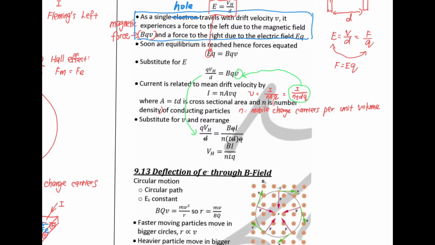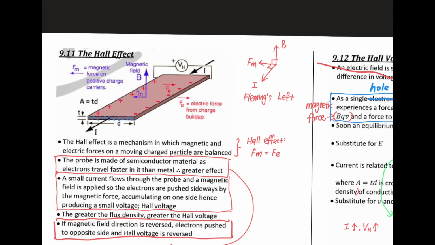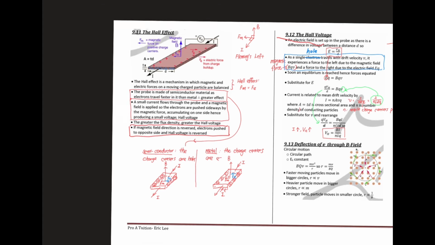Okay, so this is the formula then. This is the formula for Hall voltage. Now that you know the formula for Hall voltage, we need to know some relationships here. The first thing, if the I is bigger, the Hall voltage should be bigger. Logically, it is true, because if you use a greater I, let's look at the picture here.